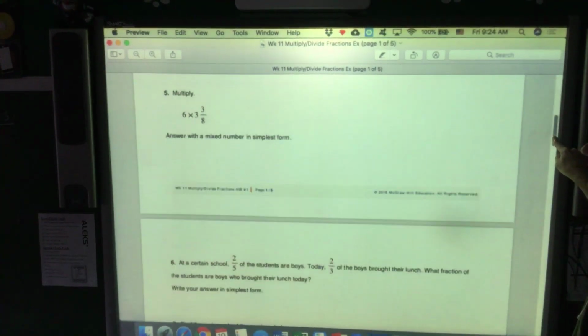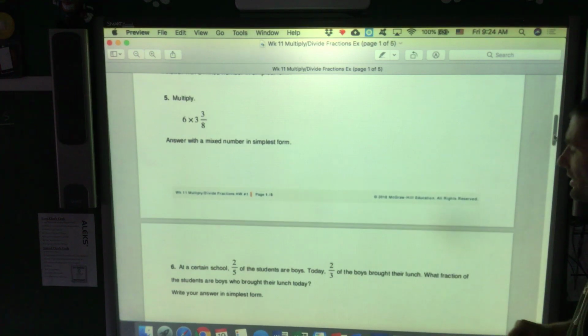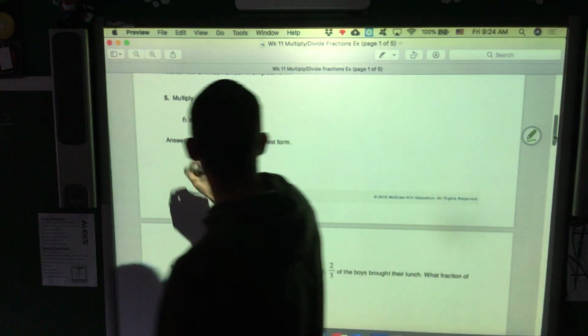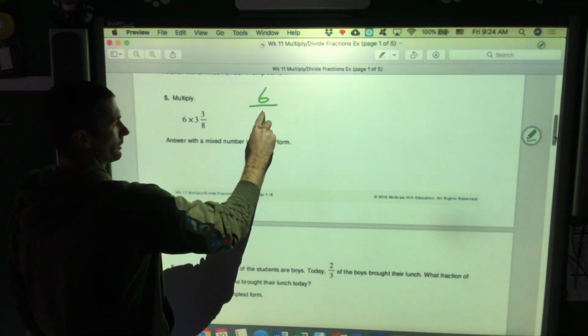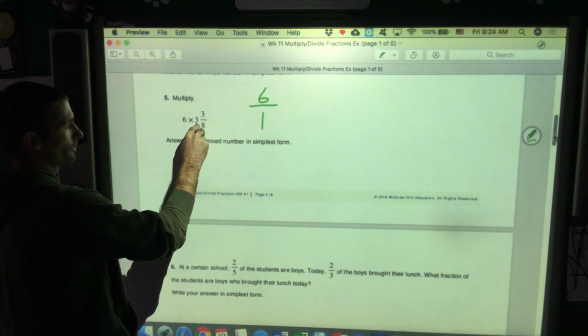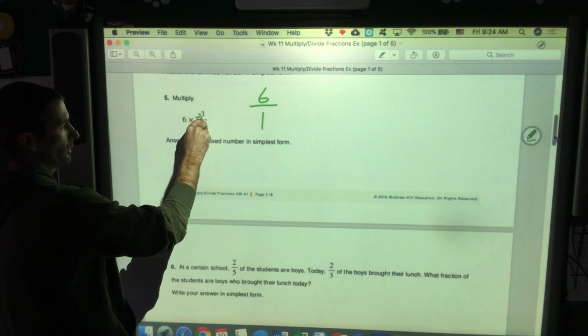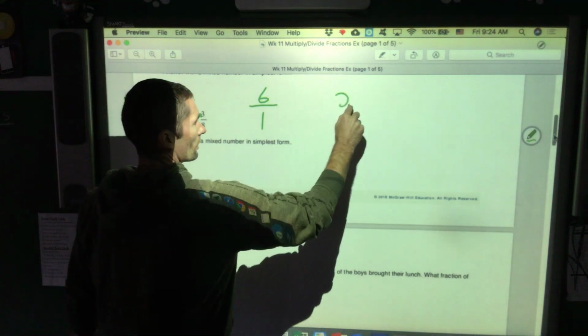Number 9. No, number 5. 6 times 3 and 3/8. Answer with a mixed number in simplest form. 6 is the same as 6 over 1. 3 and 3/8. 3 times 8 is 24. Plus 3 is 27/8.